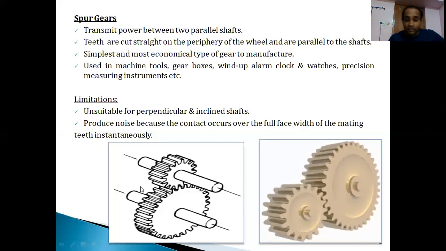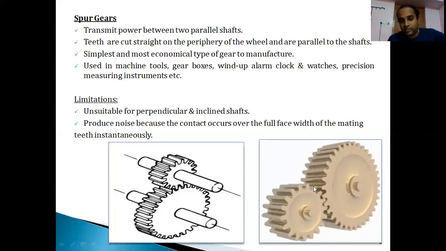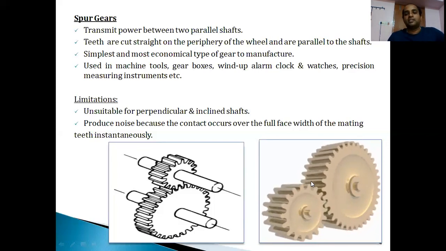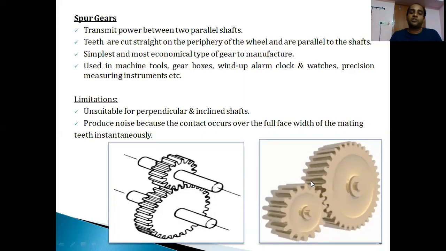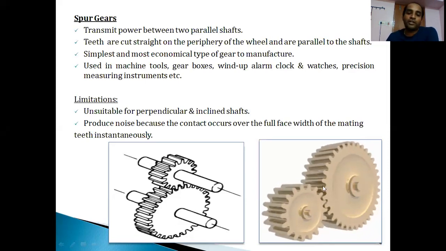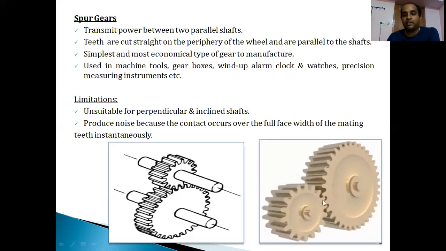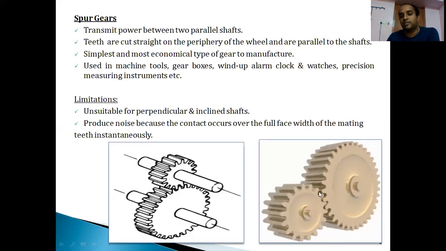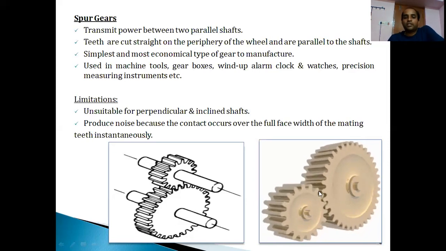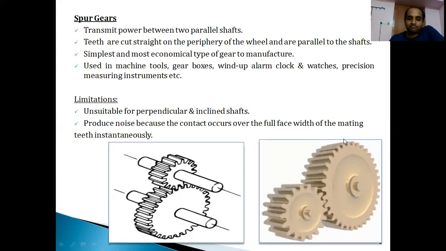The second important thing is that when we have straight teeth cut on the periphery of the wheel, the noise produced is very high. That is the reason that for the gears we add some lubricant oil, so that along with the noise there may be some friction also reduced. They produce more noise because there is more contact surface over the full face of the teeth, where all these teeth are continuously meshing with one another. So these are some of the points with respect to the spur gears.